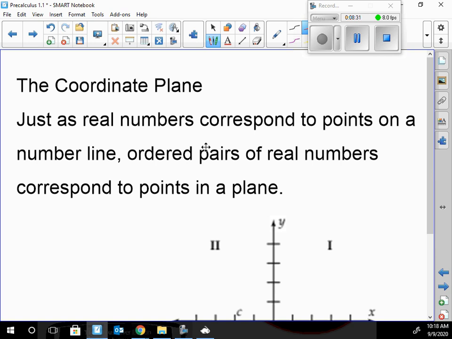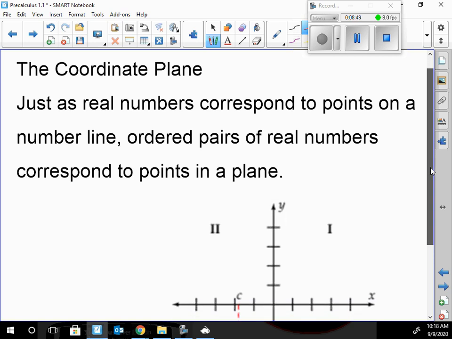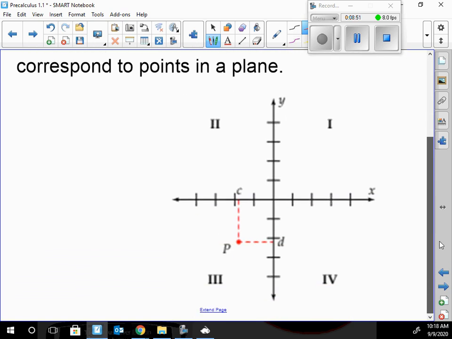The coordinate plane. Now I realize that you've done most of this stuff before, but it's just good to review it in the beginning here. Just as real numbers correspond to a point on a number line, ordered pairs of real numbers correspond to points in a plane. Now you might not remember that terminology, ordered pairs, but ordered pairs are just an x and a y. Remember, this is your y-axis, this is your x-axis.